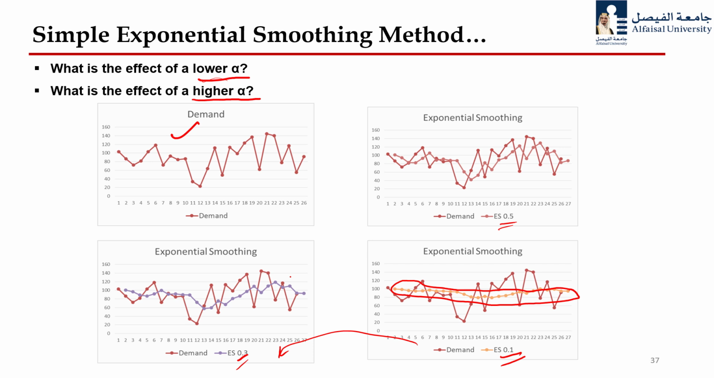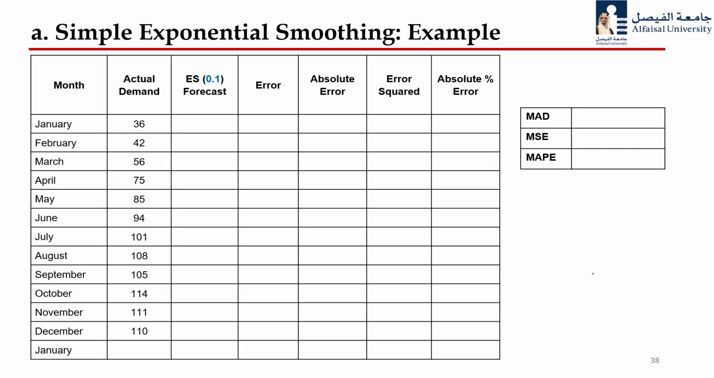In other words, if your data has a lot of variation, then we can try a higher alpha to predict the data values. Whereas if your data does not have so much variation, then a smaller alpha is more appropriate, because it gives a smoother forecast value.